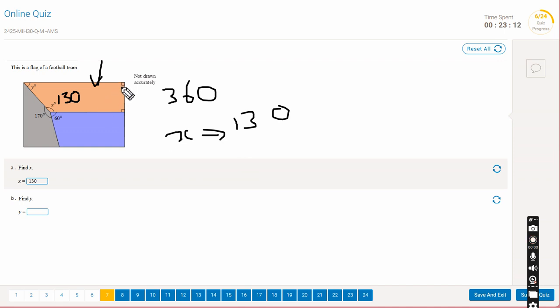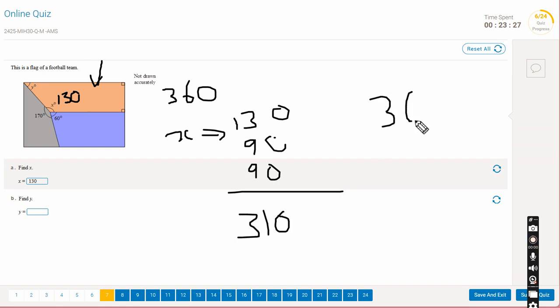And you see those tiny squares? Those are 90. So 90 plus 90. So 130 plus 90 plus 90, you get 310. All of this is 310. Again, you're going to subtract that from 360 to find out what y is. What is that? 0, 5, and 0. So that gives you 50.